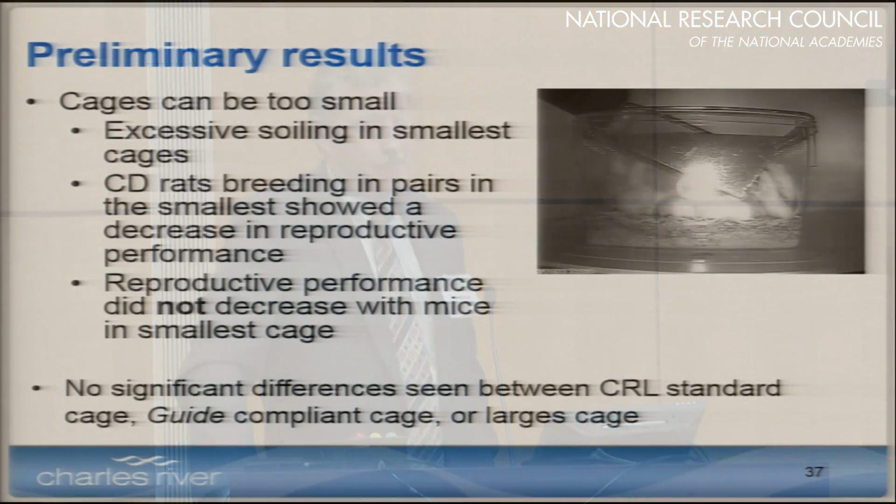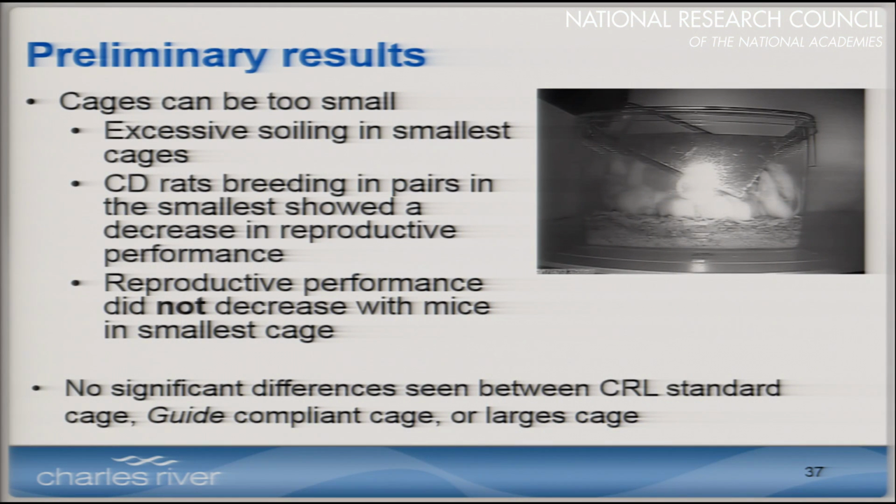So, preliminary results. Cages can be too small. Surprisingly, reproductive performance in mice did not decrease or suffer in the smallest cage. But CD rats showed a drop in reproductive performance in the smallest cage. And this picture, and I realize there's some flashback from the camera there, is the smallest mouse cage with a mom and litter to be weaned.